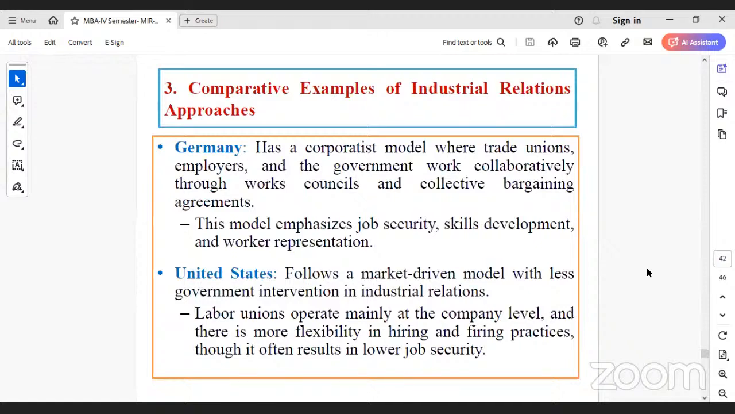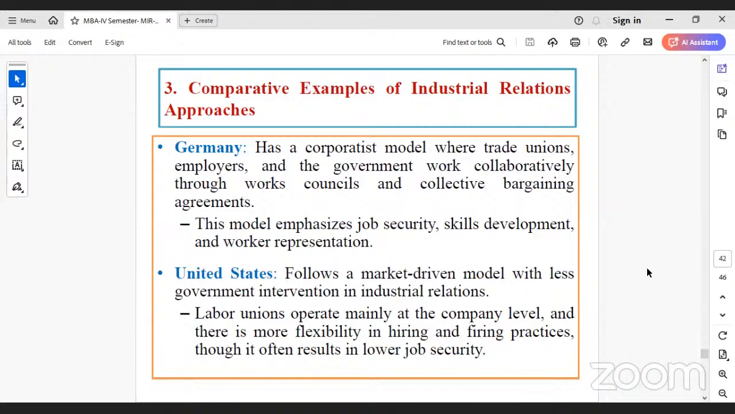Now let's see some comparative examples of industrial relations approaches, when we look at Germany, the US, and some other countries. Germany has a corporate model where trade unions, employers, and the government work collaboratively through works councils and collective bargaining agreements. This model emphasizes job security, skills development, and worker representation. So this is one of the models of the industries.